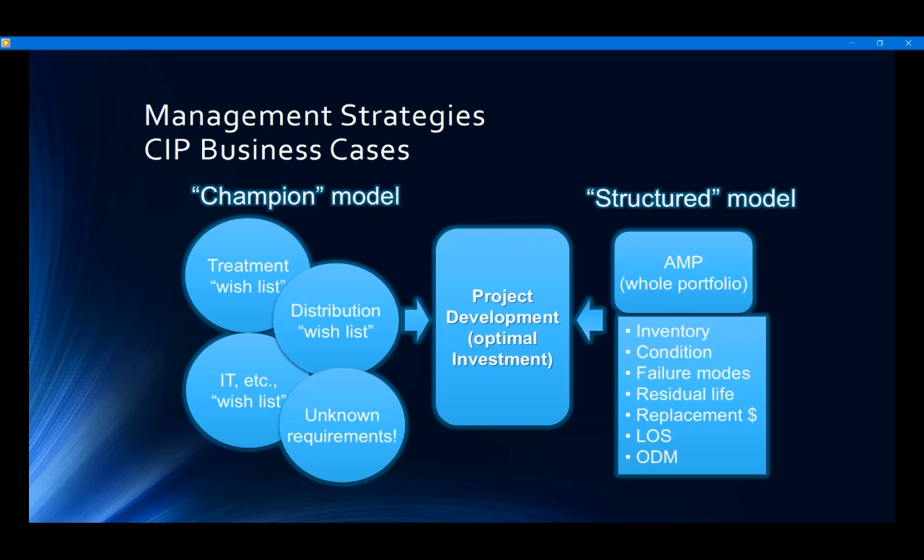So we've been trying to move to a more structured model, taking our asset management plan, which has our entire portfolio in it of almost 90,000 assets, and develop that inventory, getting condition scores, assessing failure modes and what the residual life or useful life is, looking at levels of service and trying to figure out an optimized decision to get the best bang for our buck on behalf of our ratepayers.